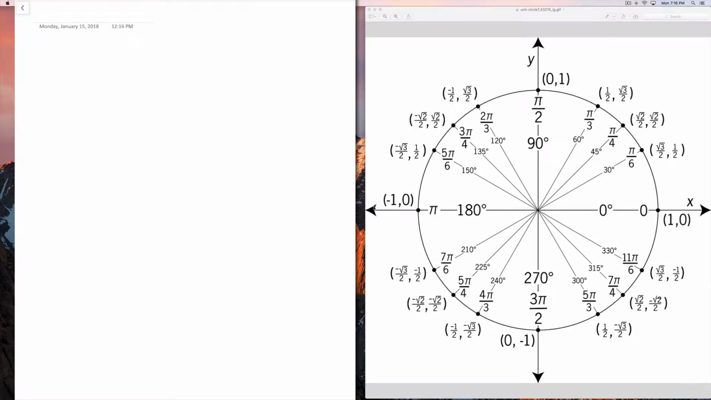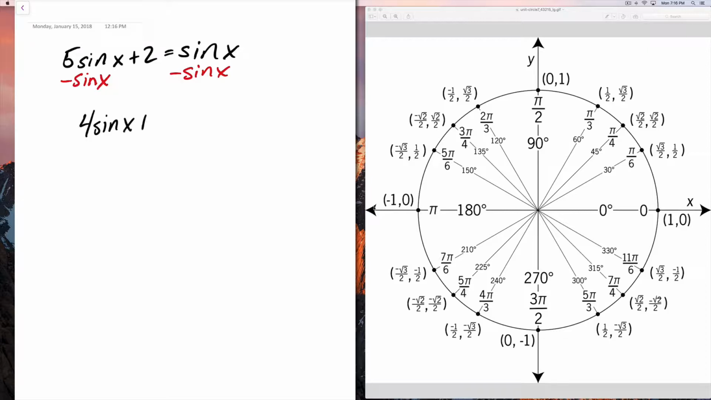Alright, so number 1 says 5 sine x plus 2 equals sine x. And so again, in these problems we're solving, so we're looking for the value of x here. Where would I start off here? I want to get rid of this sine x on this side. That's going to leave me with 4 sine x plus 2 equals 0 on the right side.